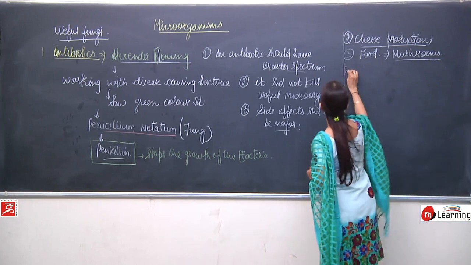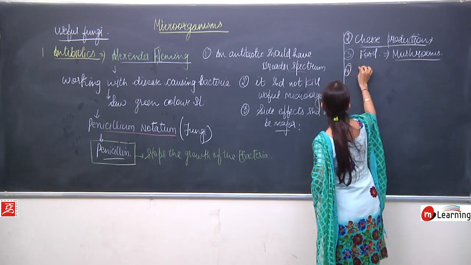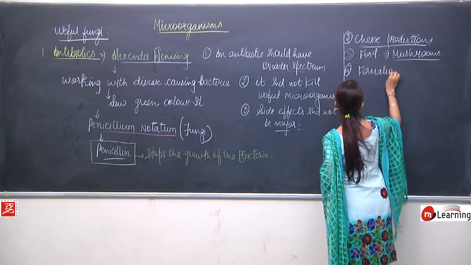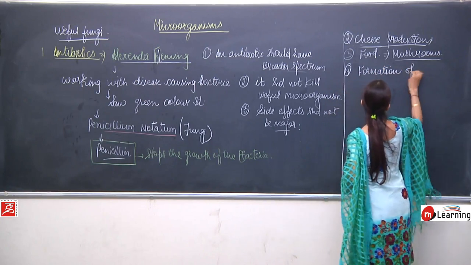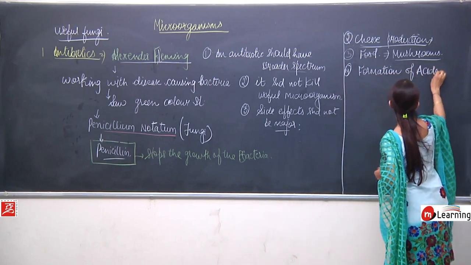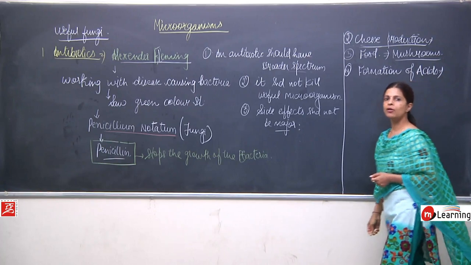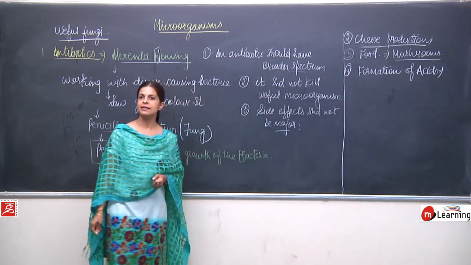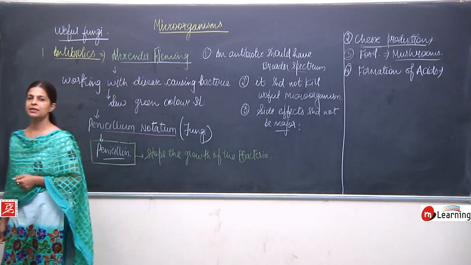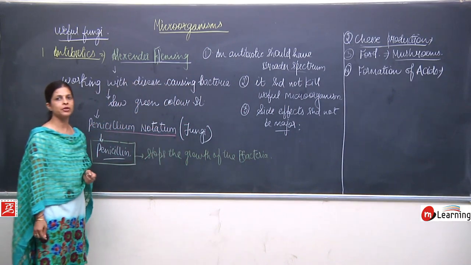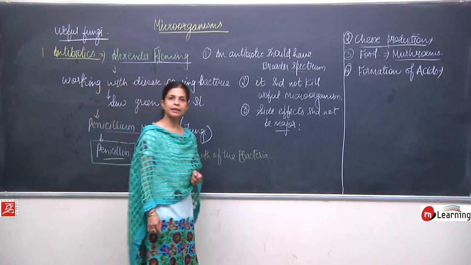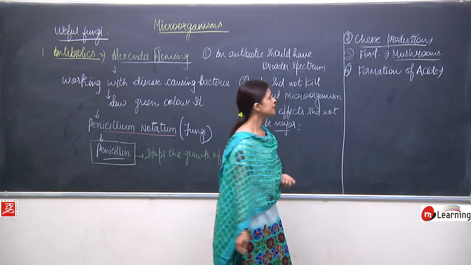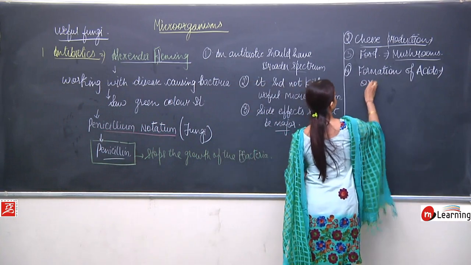Now when we move to the next one, I would like to take the formation of acids. We have discussed this in bacteria also, that bacteria are used in the formation of acids. At the same time, fungi are also used in the formation of acid. Say, for example, oxalic acid.